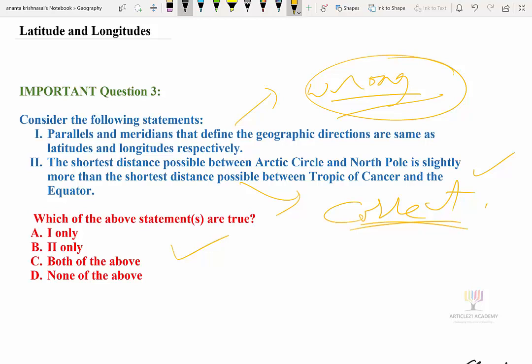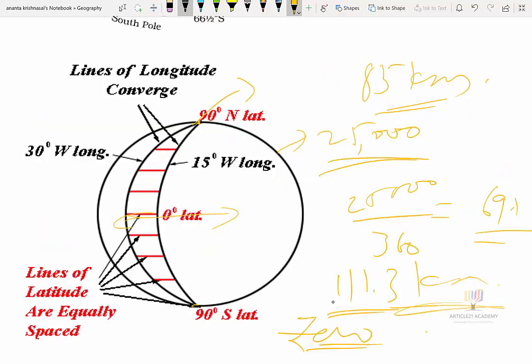So beyond the tropics, if longitudes are not used for calculating distances as in the case of latitude that we find, what is their important function then?